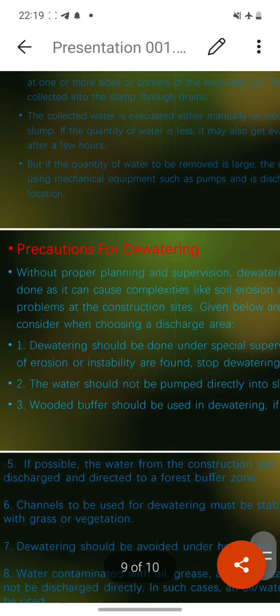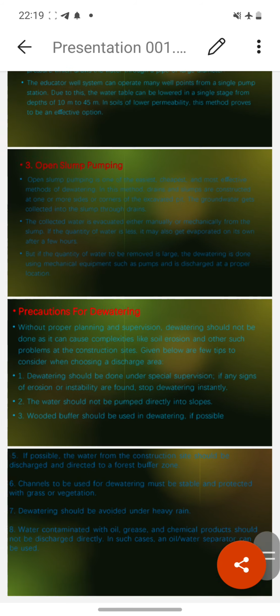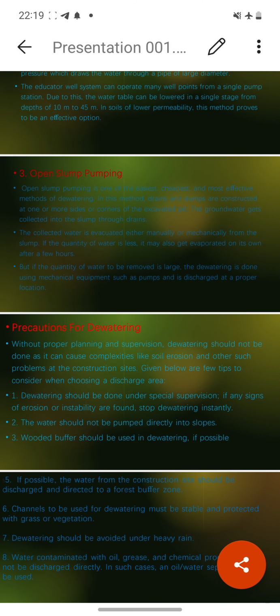Precautions for dewatering. Without proper planning and supervision, dewatering should not be done because of complexities like soil erosion and other problems at construction sites. Given below are a few tips to consider: choose a discharge area. The dewatering should be done under special supervision. If signs of erosion or instability are found, stop dewatering instantly.